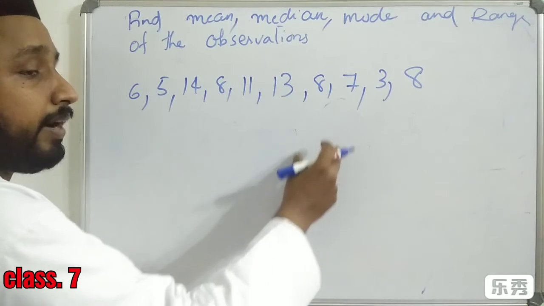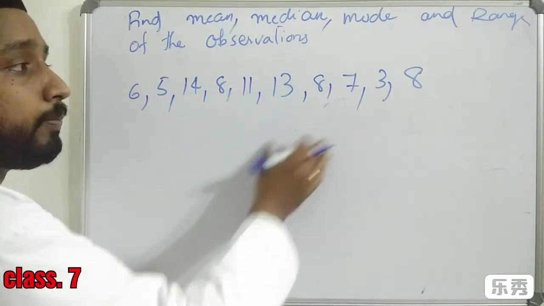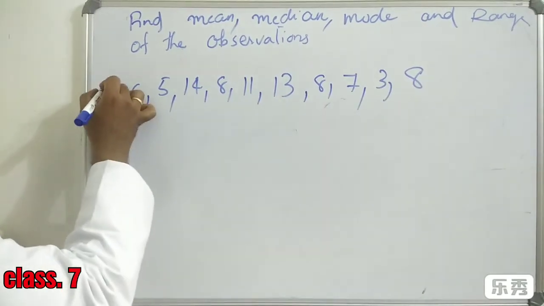Sometimes when we divide, a decimal point will come. When finding the mean, a decimal point will come. Don't worry about how to write the decimal numbers.